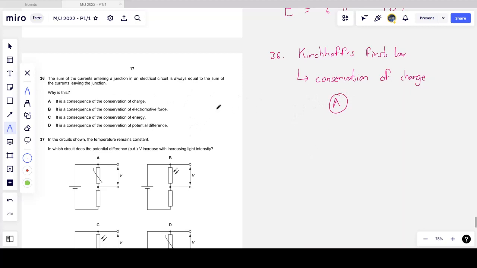The sum of currents entering a junction in an electrical circuit is always equal to the sum of currents leaving the junction. That's Kirchhoff's first law, which is a consequence of the conservation of charge. So charge must be conserved when entering a node or leaving a node. Charge doesn't disappear at any point in a circuit.